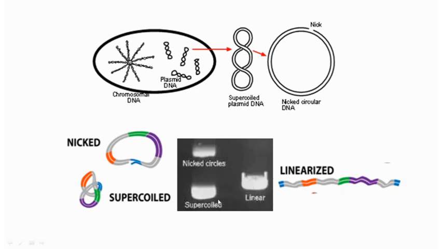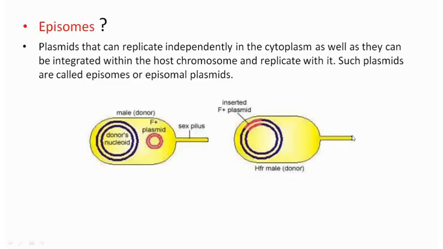And for cloning purposes, normally supercoiled DNA is preferred. Now let's move to the next slide. So what are episomes? Episomes are also plasmids. Plasmids that can replicate independently in the cytoplasm, as well as they can be integrated within the host chromosome and replicate with it. The F plasmid is an example of this episomal plasmid.